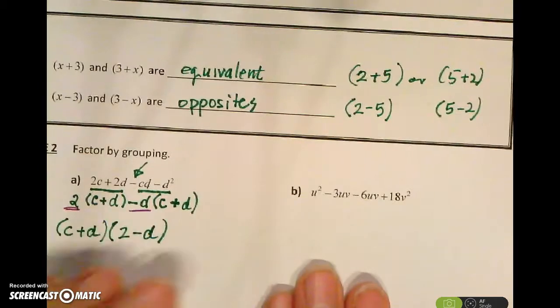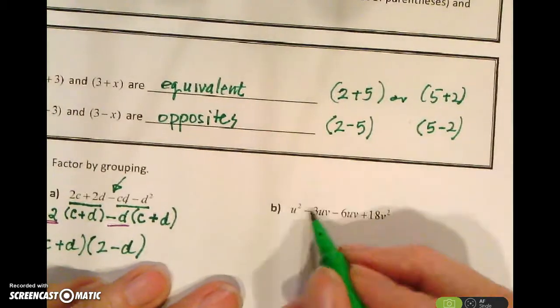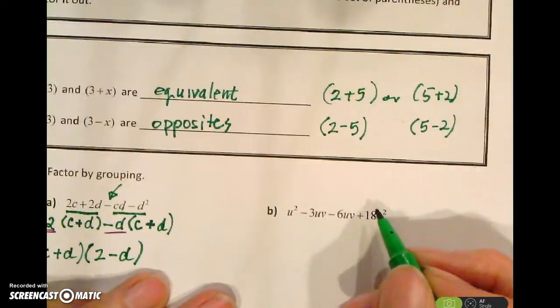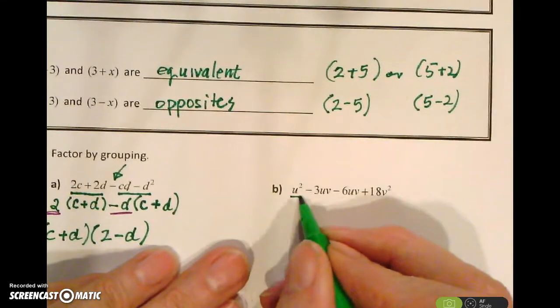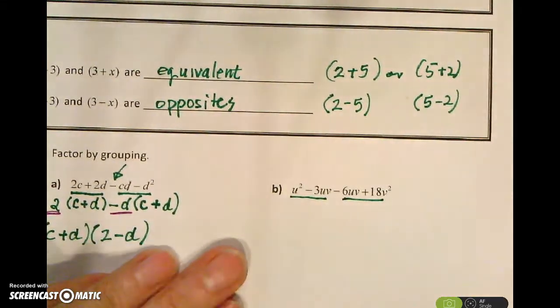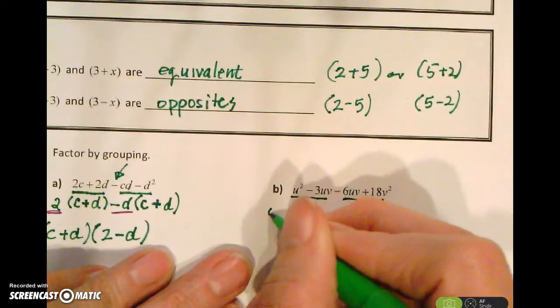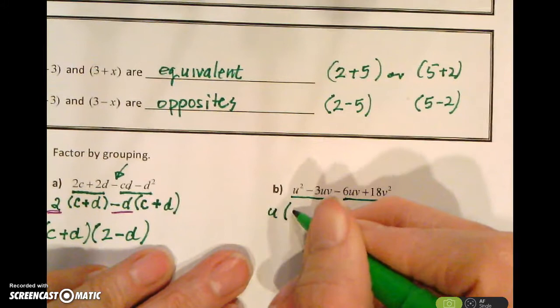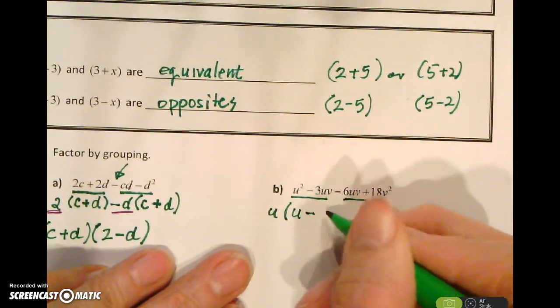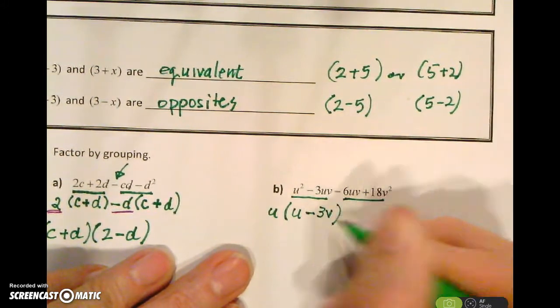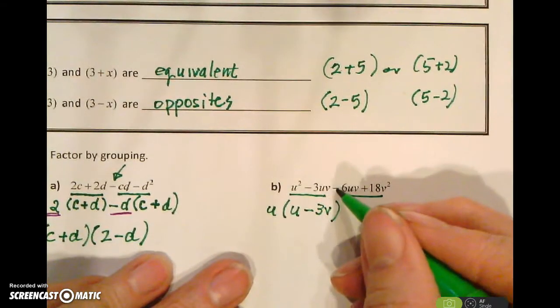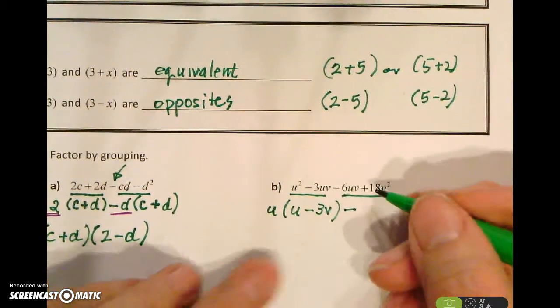All right, so let's try B. So same thing. I have 1, 2, 3, 4 terms. So I'm going to underline the first 2, underline the second 2. Find the common factor in the first 2, which is U. And that leaves me with U minus 3 and V. Again, I have a minus in the middle, so I take out the minus.